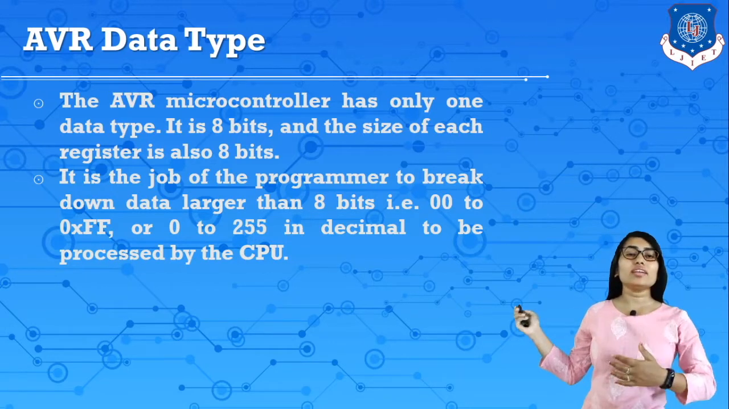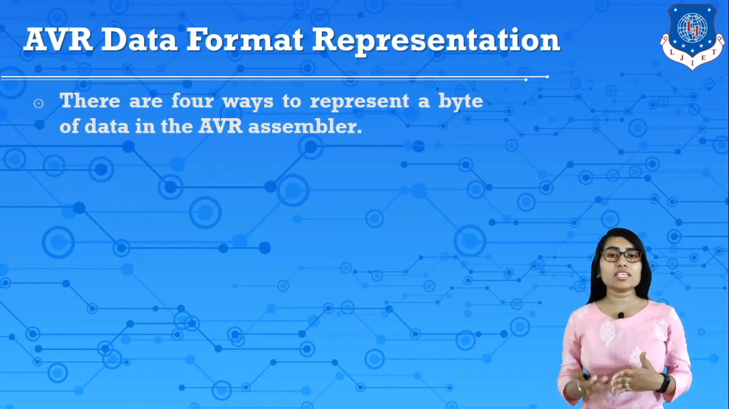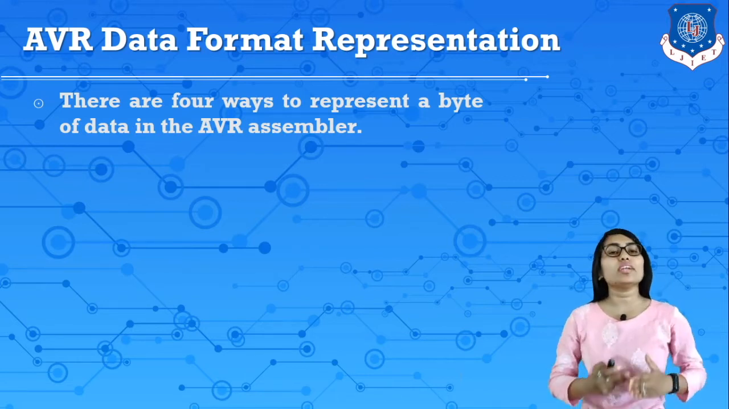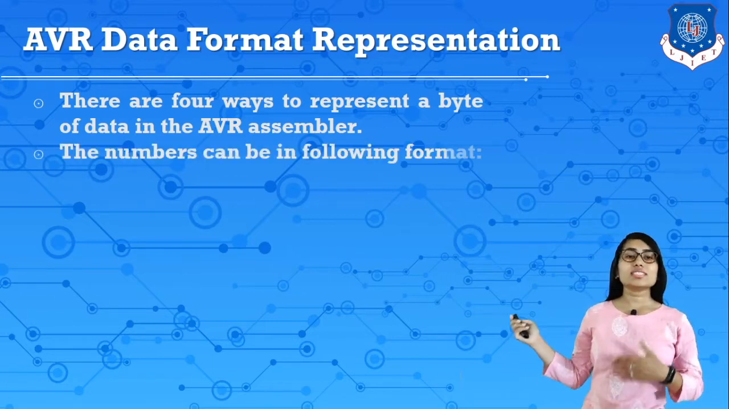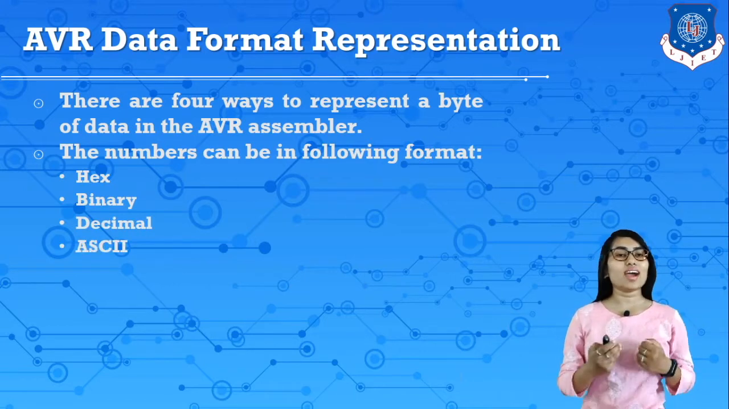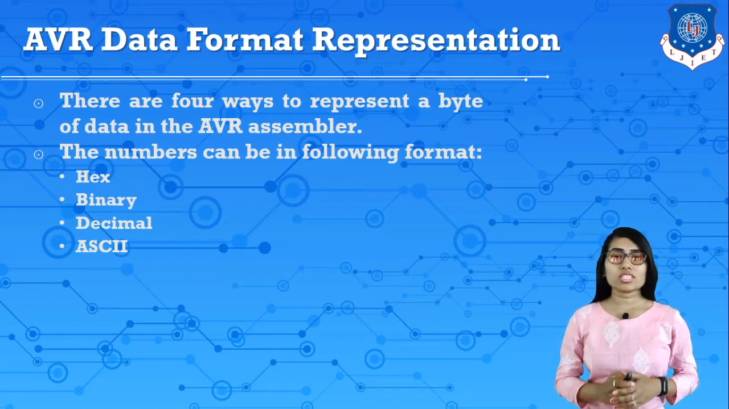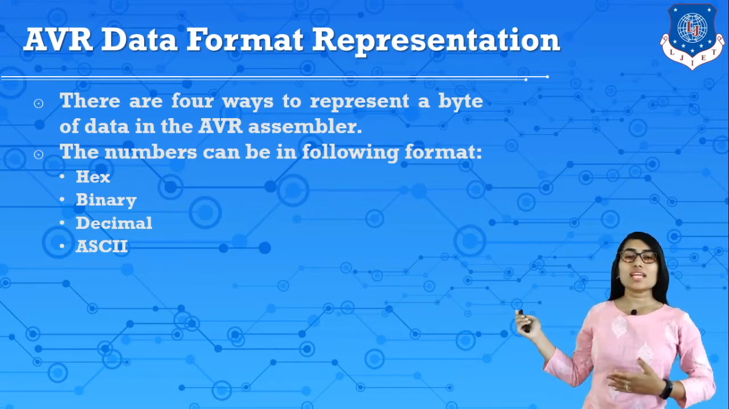These AVR data types can be used to format a variety of data. There are 4 ways to represent a byte of data, that means 8-bit data, in the AVR assembler. This can be represented either in hex, binary, decimal, or in ASCII format. There are different ways to represent data. So let's discuss all of these.